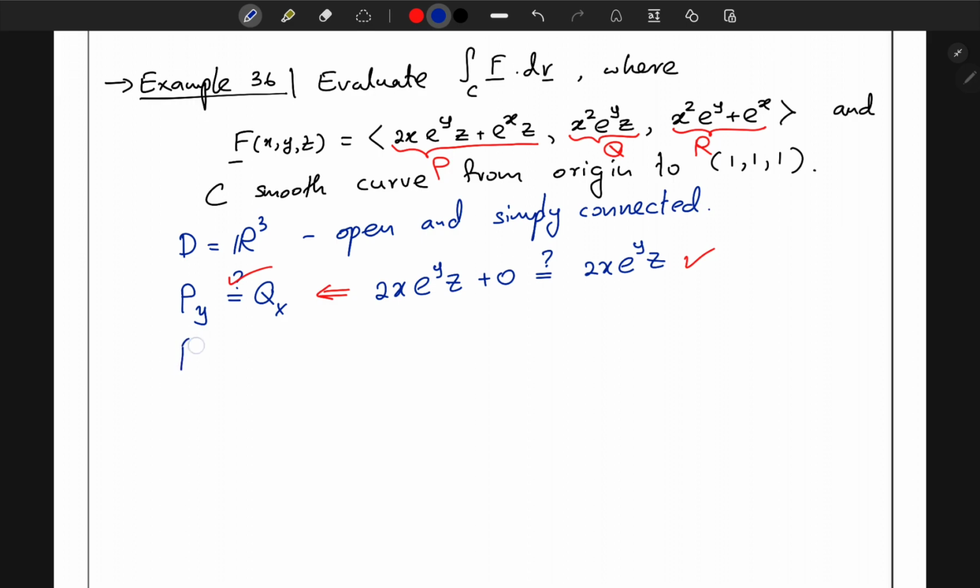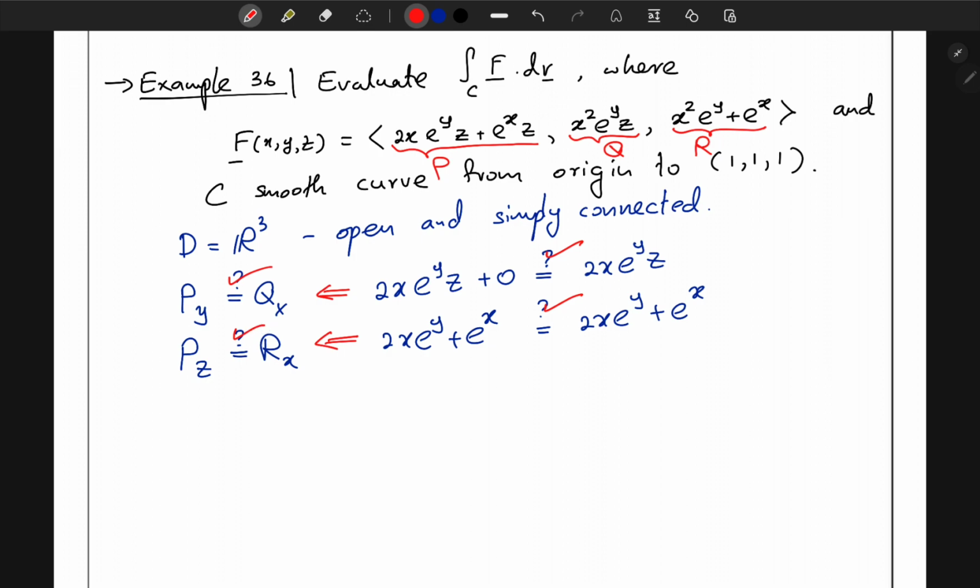Second cross partial property, P sub z, is it equal to R sub x? P sub z, derivative of p with respect to z, is 2x e^y plus e^x. Is it equal to R sub x? Third component with respect to x, 2x e^y plus derivative of e^x is just e^x. Are they equal? Yes. Therefore the second equation is also true.